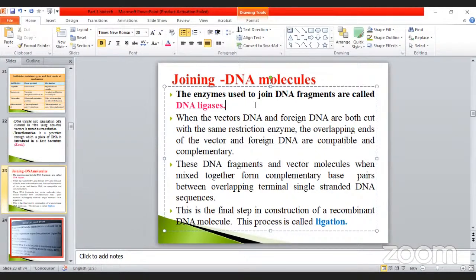We already studied that. When the vector DNA and foreign DNA are both cut with the same restriction enzyme, the overlapping ends of the vector and foreign DNA are compatible and complementary. How will they be matched? One is the foreign DNA and another is the vector DNA. How will they be joined together? How will they be exactly fixed? With the help of the enzyme only.